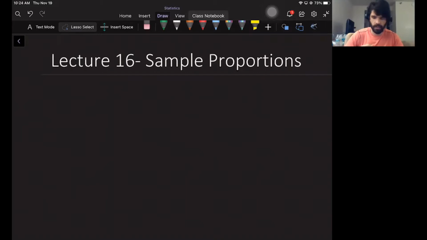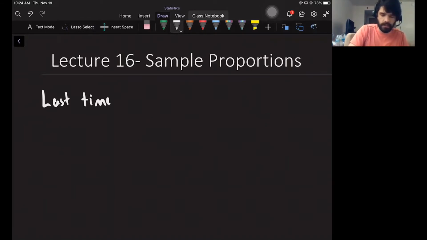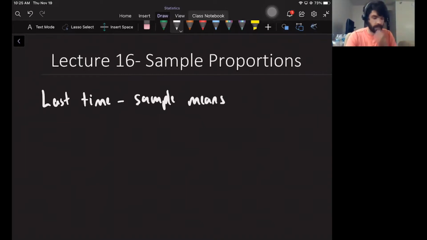So today we're talking about sample proportions. Previously we were talking about sample means and all sorts of stuff to do with that. So today will be very similar, just sort of a different type of problem, but the previous knowledge will help us. Okay, so let's get started.